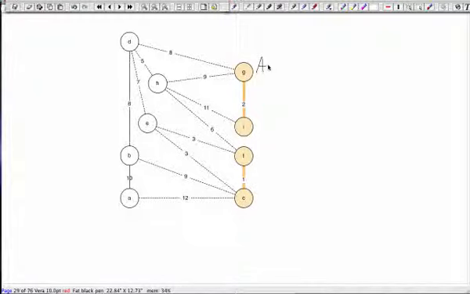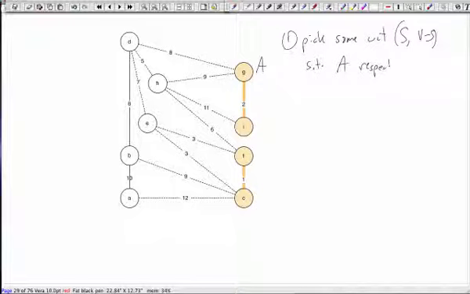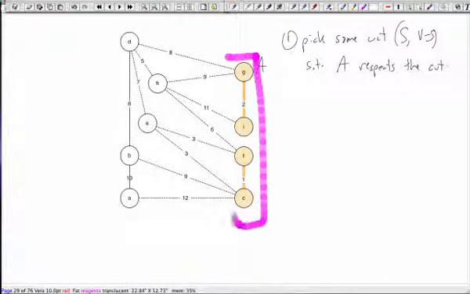And now, what does the cut theorem say? It says, pick some cut S, V minus S such that A respects the cut. How will I do that? Well, let me tell you how I'll do it. I will pick this to be S. So A is going to be S. And notice that it just so happens that A respects this cut because all of the edges are inside S. Okay? And now what does the cut theorem tell us?